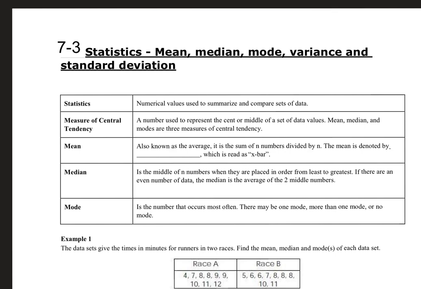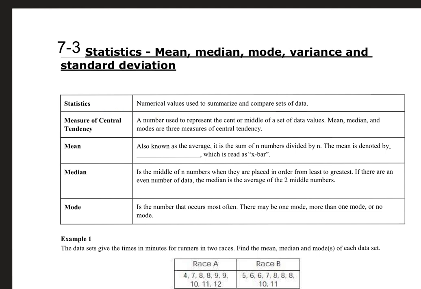All right, 7-3. Some basic statistic information. We're going to go over mean, median, mode, variance, and standard deviation, how to calculate all this. So I'm going to show you the actual way to calculate all this, and then in class I'm going to show you guys another way to do it. So let's go through some basic stuff here.